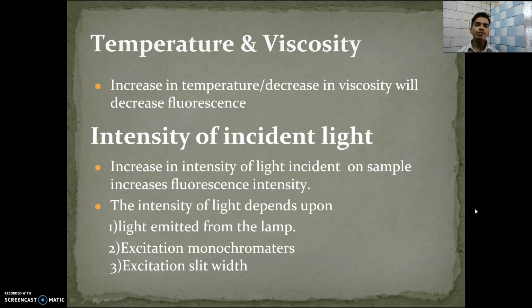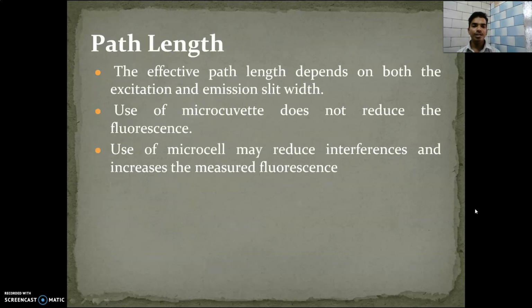Then intensity of incident light. This is a factor: increasing the intensity of the light incident on the sample changes the fluorescence intensity. So the intensity of the light is also important; it will affect the fluorescence intensity. If the intensity of light on the sample increases, fluorescence intensity increases. The intensity of light depends upon light emitted from the lamp, the excitation monochromator and the excitation slit width. So these are some important points included in the intensity of the incident light.